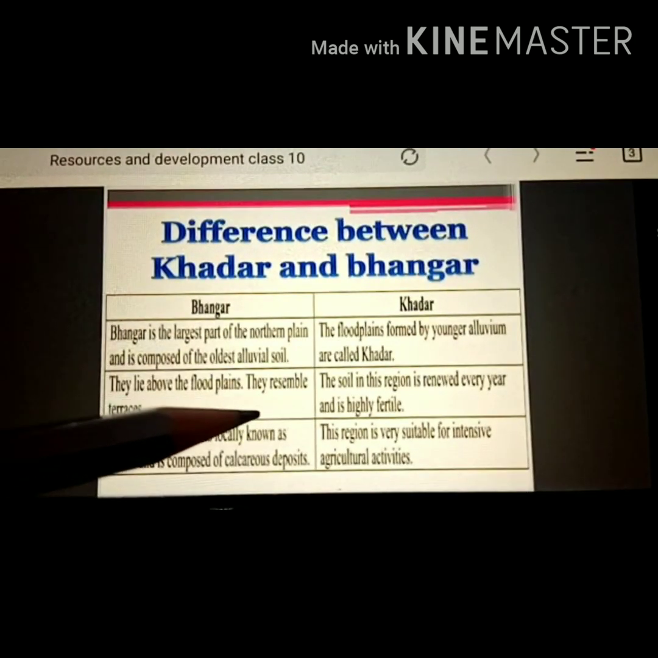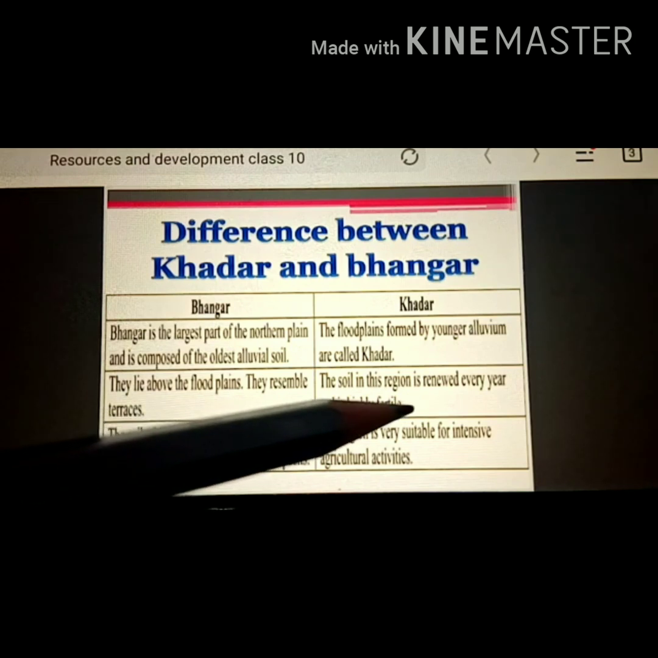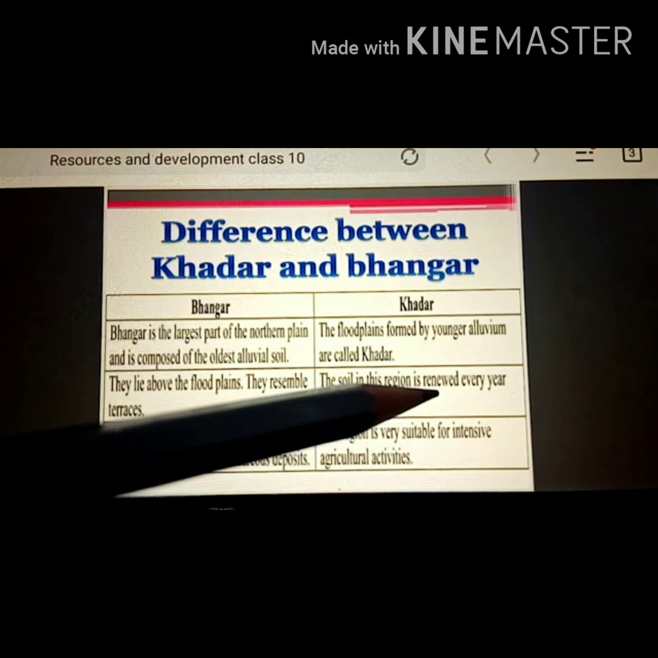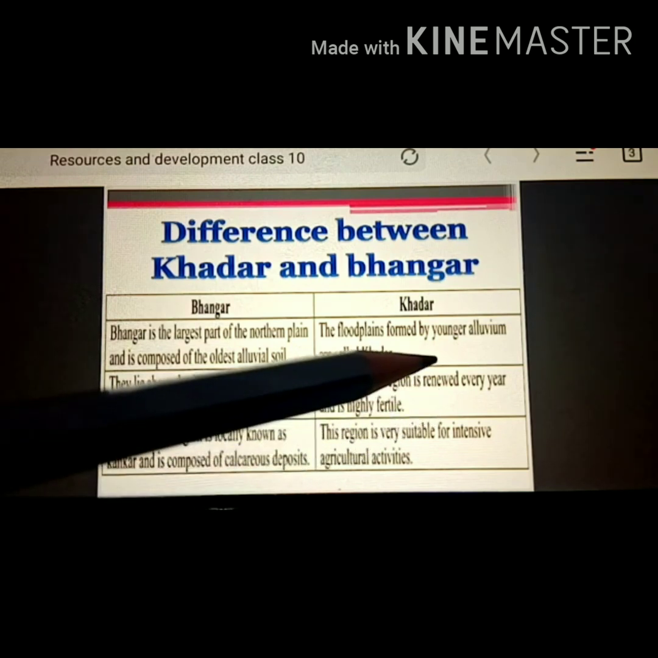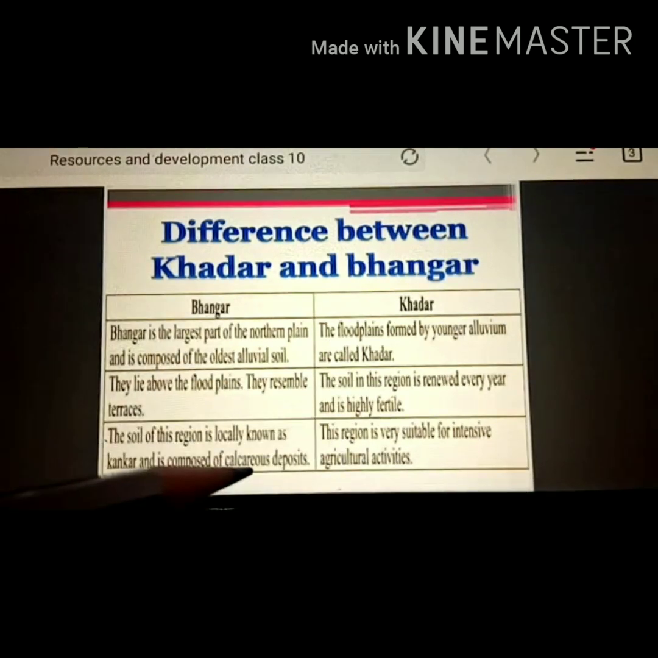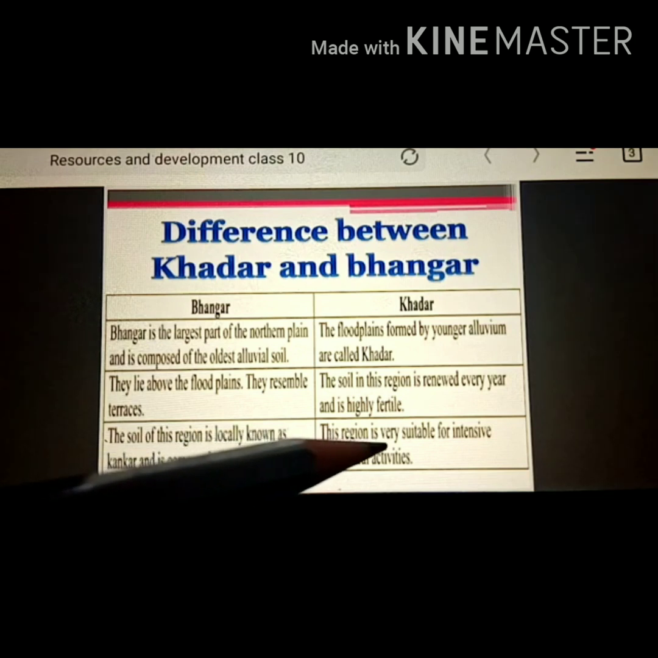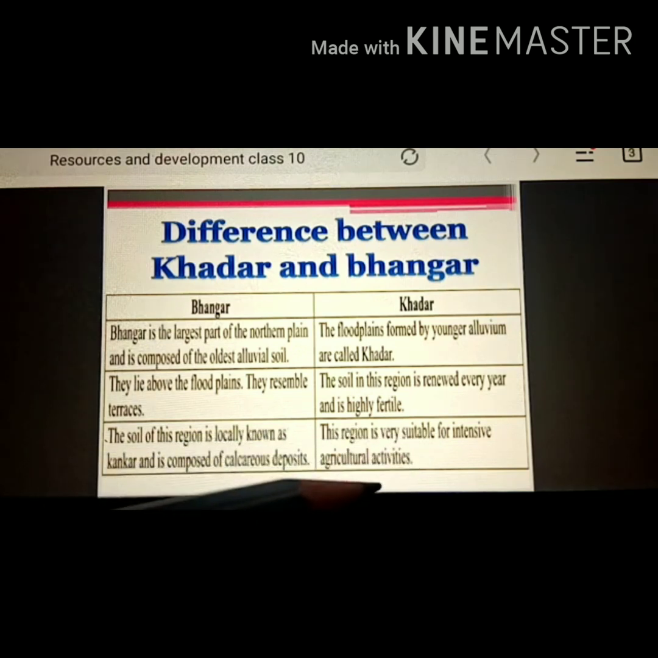It lies above the floodplain. They resemble terraces, means above the floodplain it can be found, and the soil is renewed everywhere, and it can be found in floodplain area only. The soil in this region is locally known as kankar, and it's composed of calcareous deposits, means calcium deposits. The region is very suitable for intensive agricultural activities.